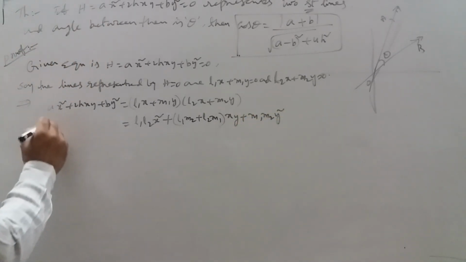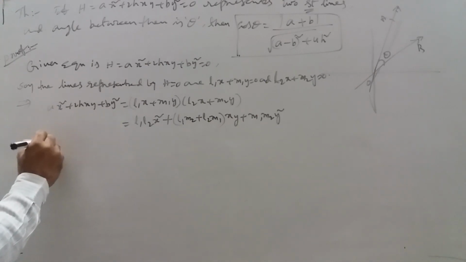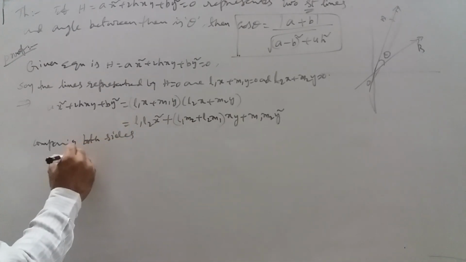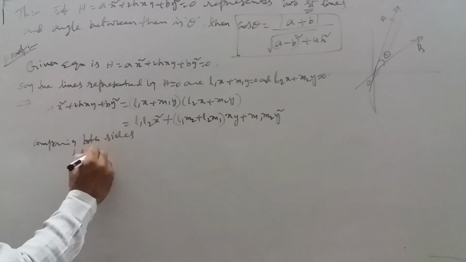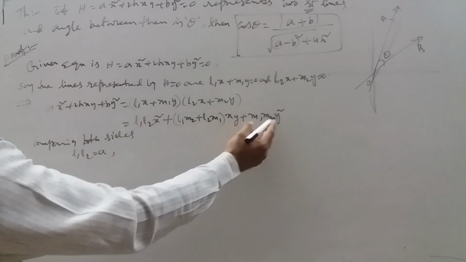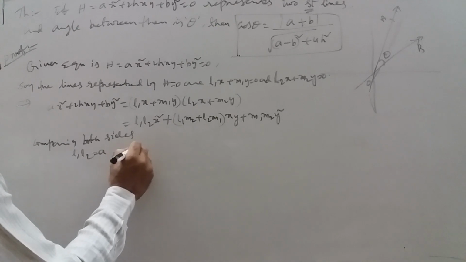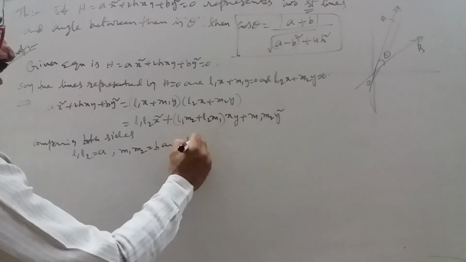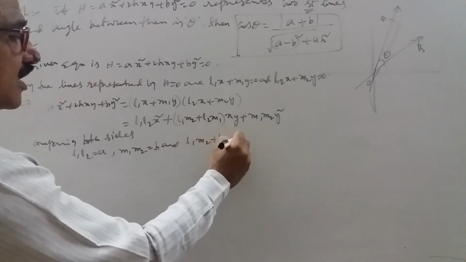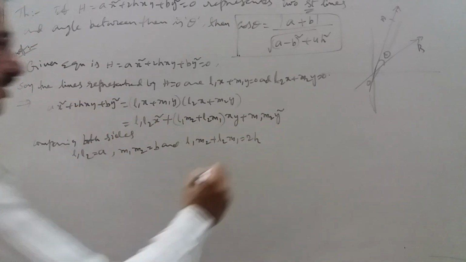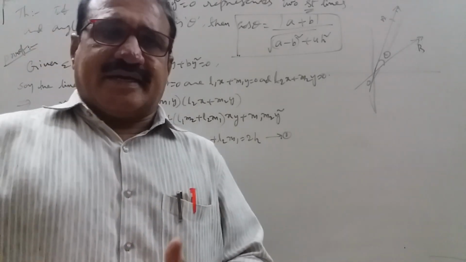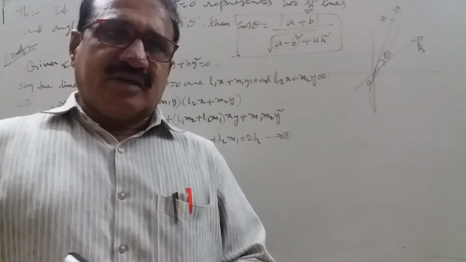Okay. By comparing both sides, the coefficient of x square L1 L2 is equal to a. Similarly, the coefficient of y square M1 M2 is equal to b, and the coefficient of xy, L1 M2 plus L2 M1, is equal to 2h. We have to put this in use.